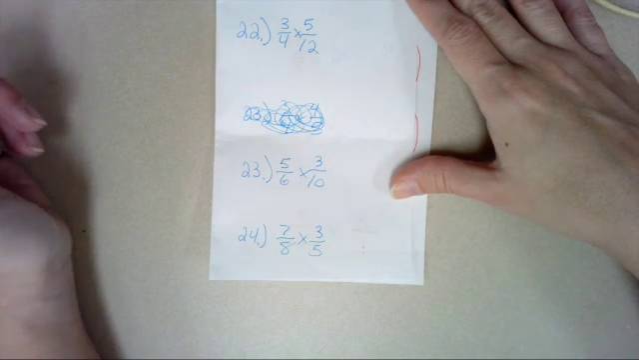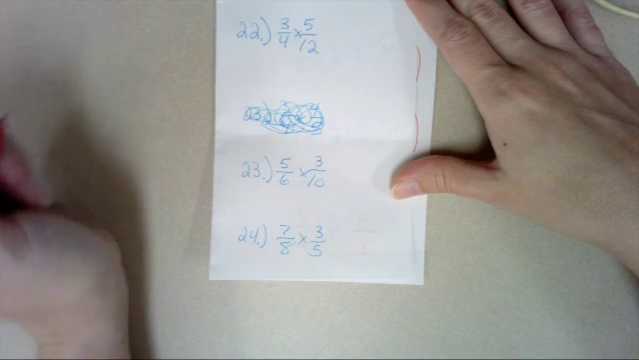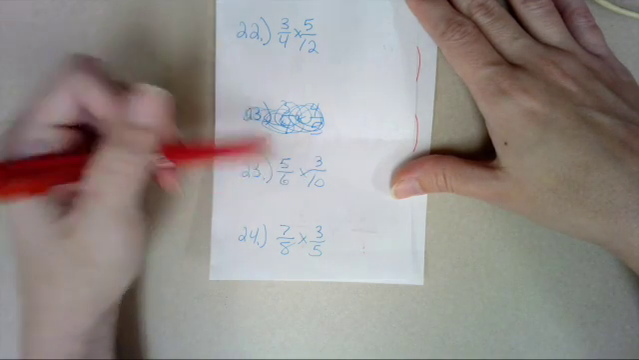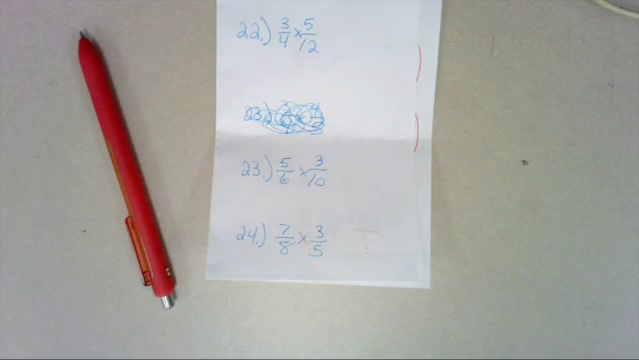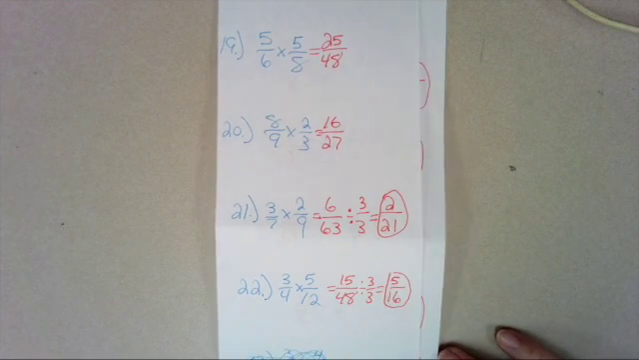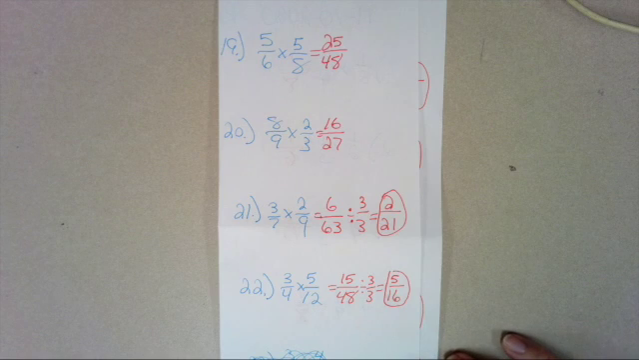Pause the video, work them out. Try really, really hard on your simplifying. The multiplying process, multiplying straight across, that's pretty simple. But you really need to focus on your simplifying. Not as many could have been simplified this time. There were 3 that could be simplified.